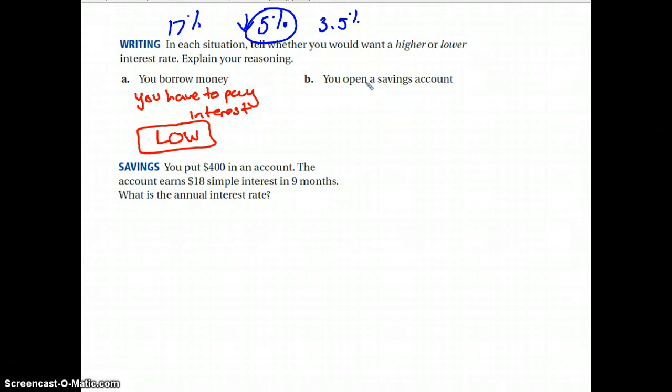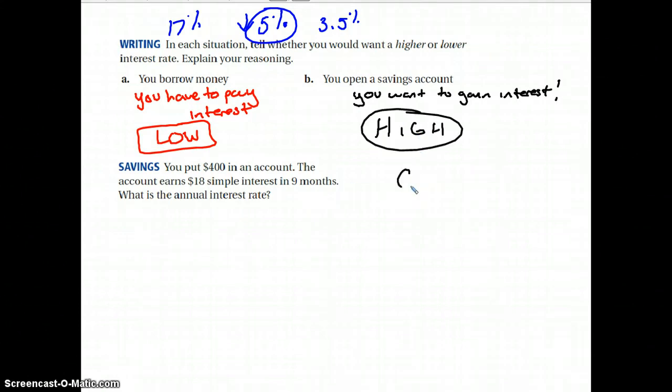And B, it says you open a savings account. To open up a savings account, you obviously want to get money. You want to gain interest. So the more interest you gain, the more free money you're getting just by having your money in a bank account. That's good. You want a high interest rate.